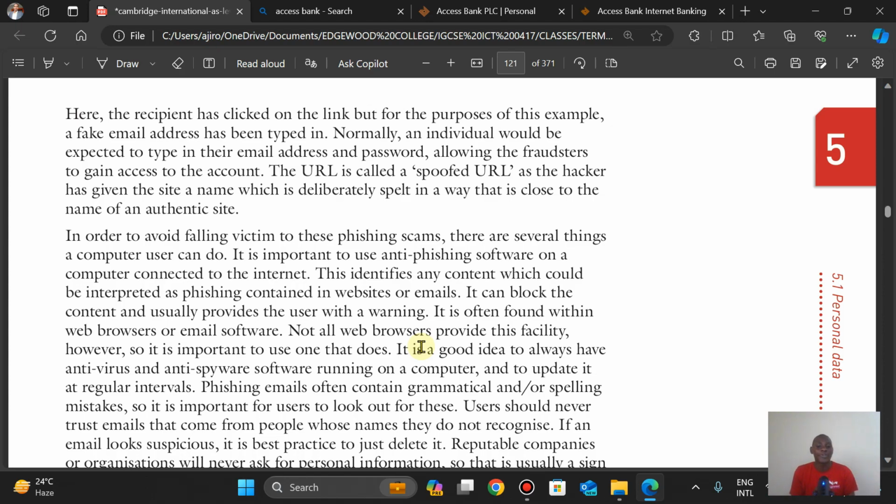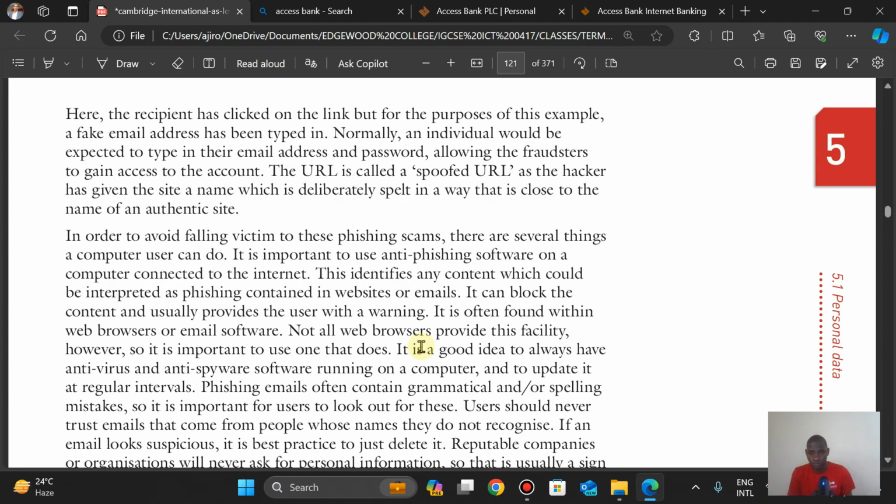Not all web browsers provide this facility. That's why we have Microsoft Edge and Google Chrome. I use these two web browsers, and they are trusted. Google Chrome is from Google. Microsoft Edge is from world-renowned Microsoft. So you can go to bed with this. You don't have to download just any web browser that you find on the internet, on your Play Store or your App Store.